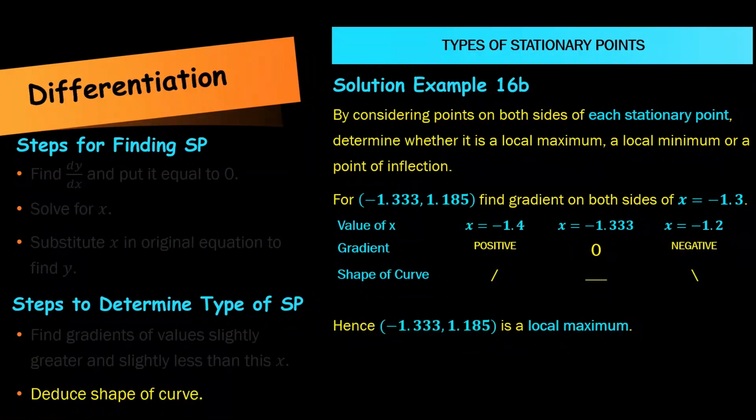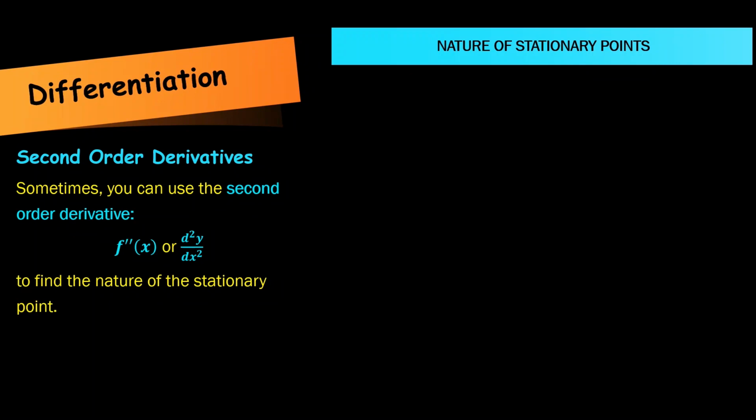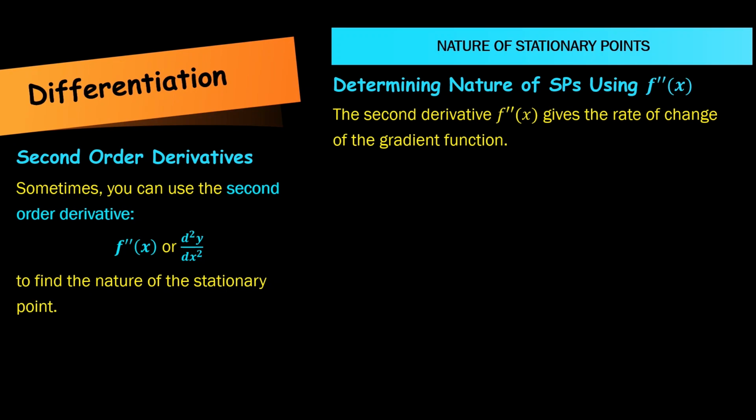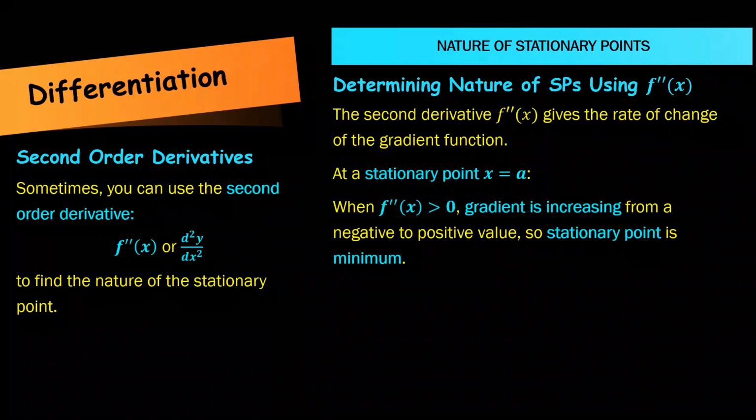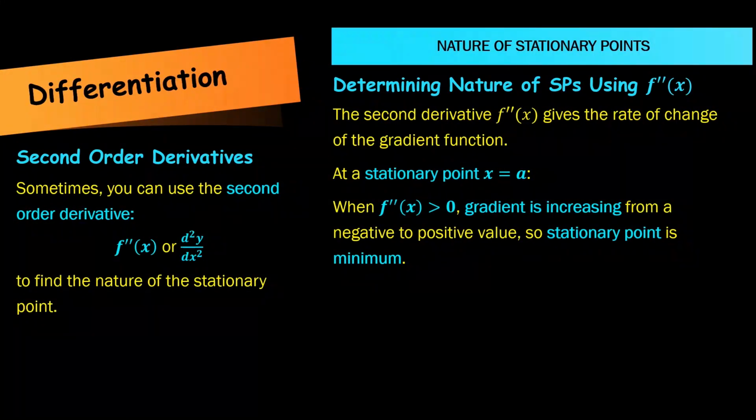Sometimes you can use the second order derivative, f double dash of x or d2y/dx squared, to find the nature of the stationary point also. How do we do this? The second derivative f''(x) gives the rate of change of the gradient function. At a stationary point x equals a, when f''(x) is greater than 0, then the gradient is increasing from a negative to a positive value. So the stationary point is a minimum.